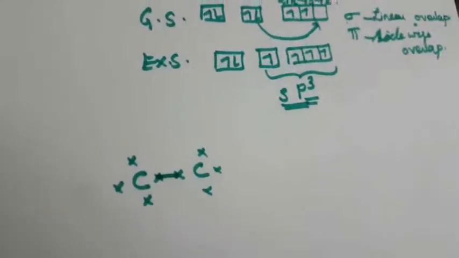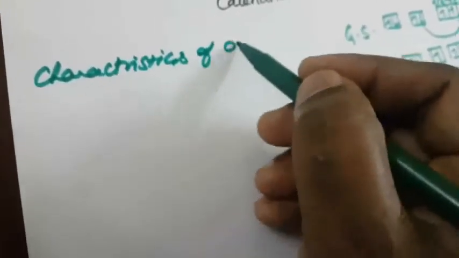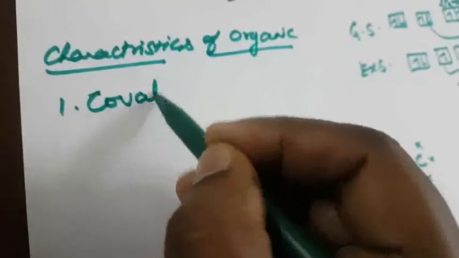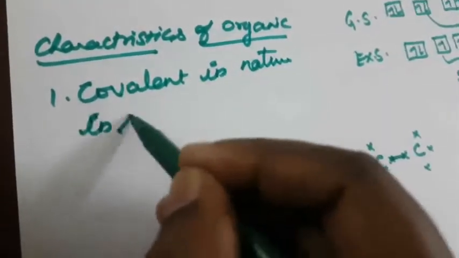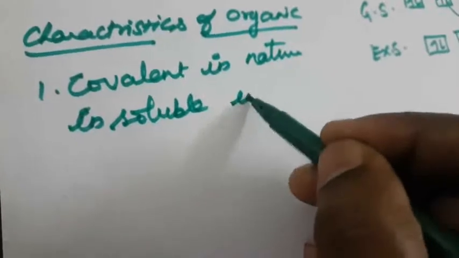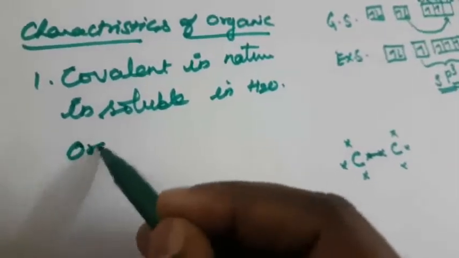Next we are going to see the characteristics of organic compounds. So I am writing here: characteristics of organic compounds. You mark it according to that point. What is the first point? All the compounds are covalent compounds of carbon, that is, all organic compounds are covalent in nature. Covalent compounds are insoluble in water, since only ionic compounds are soluble. They are soluble only in organic solvents.